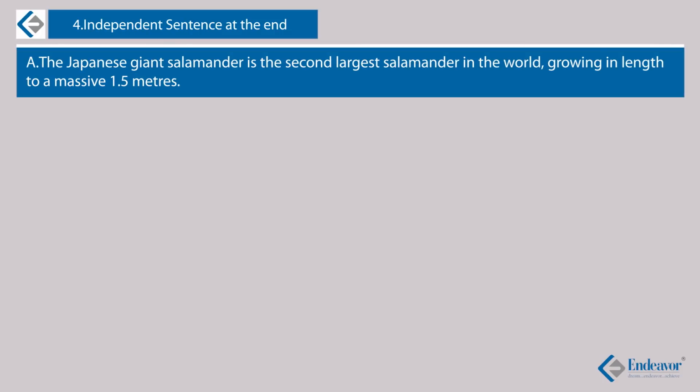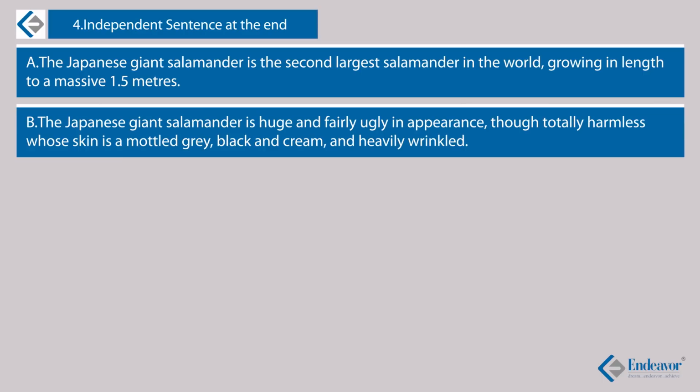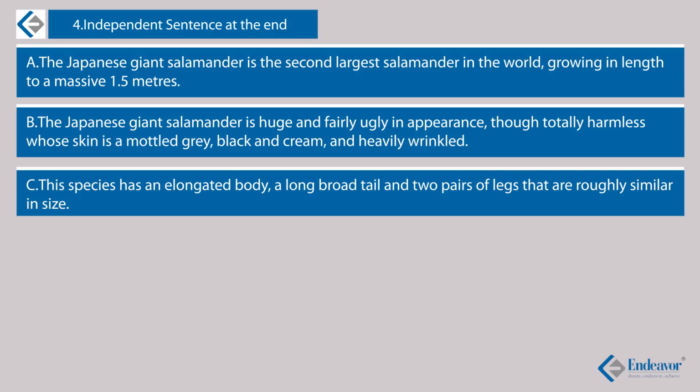Sentence A. The Japanese giant salamander is the second largest salamander in the world, growing in length to a massive 1.5 meters. Sentence B. The Japanese giant salamander is huge and fairly ugly in appearance, though totally harmless, whose skin is a mottled grey, black and cream and heavily wrinkled. Sentence C. This species has an elongated body, a long broad tail and two pairs of legs that are roughly similar in size.